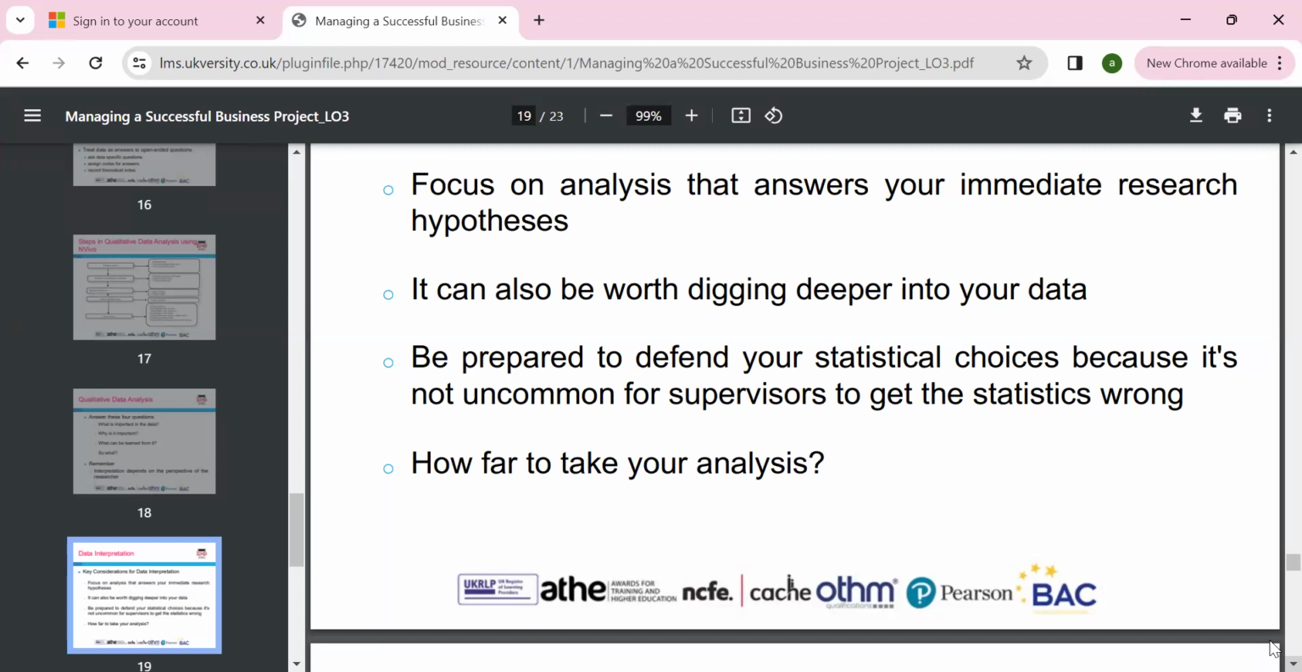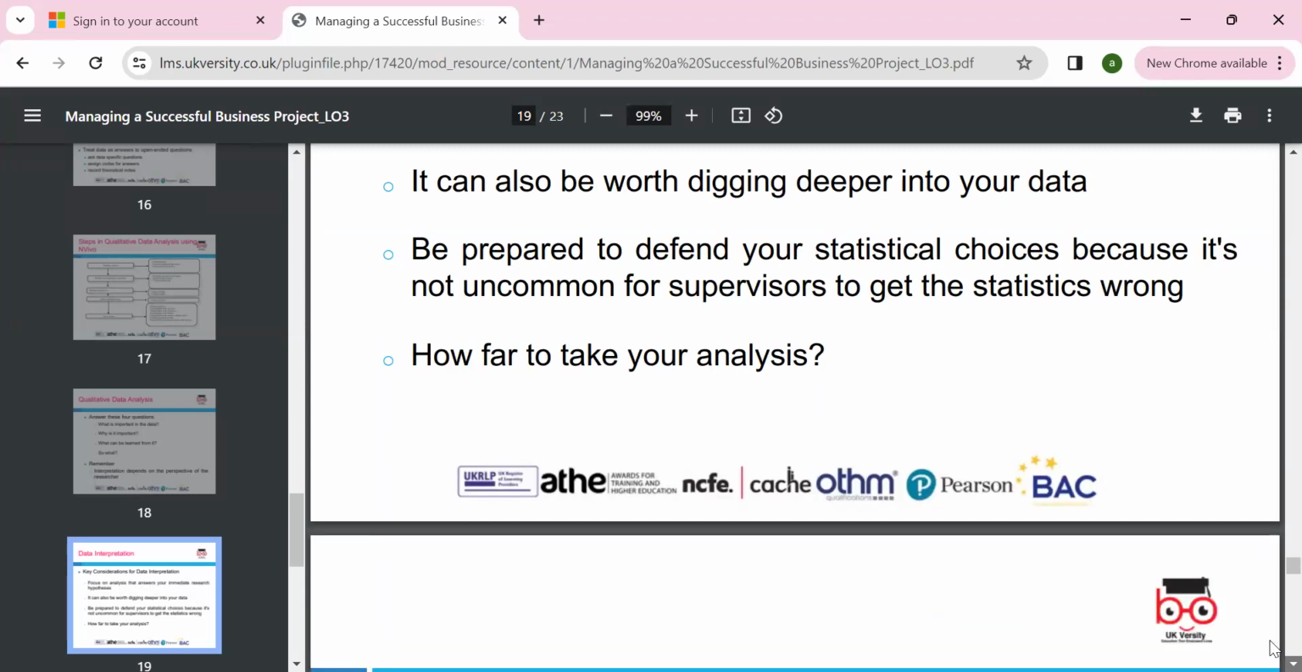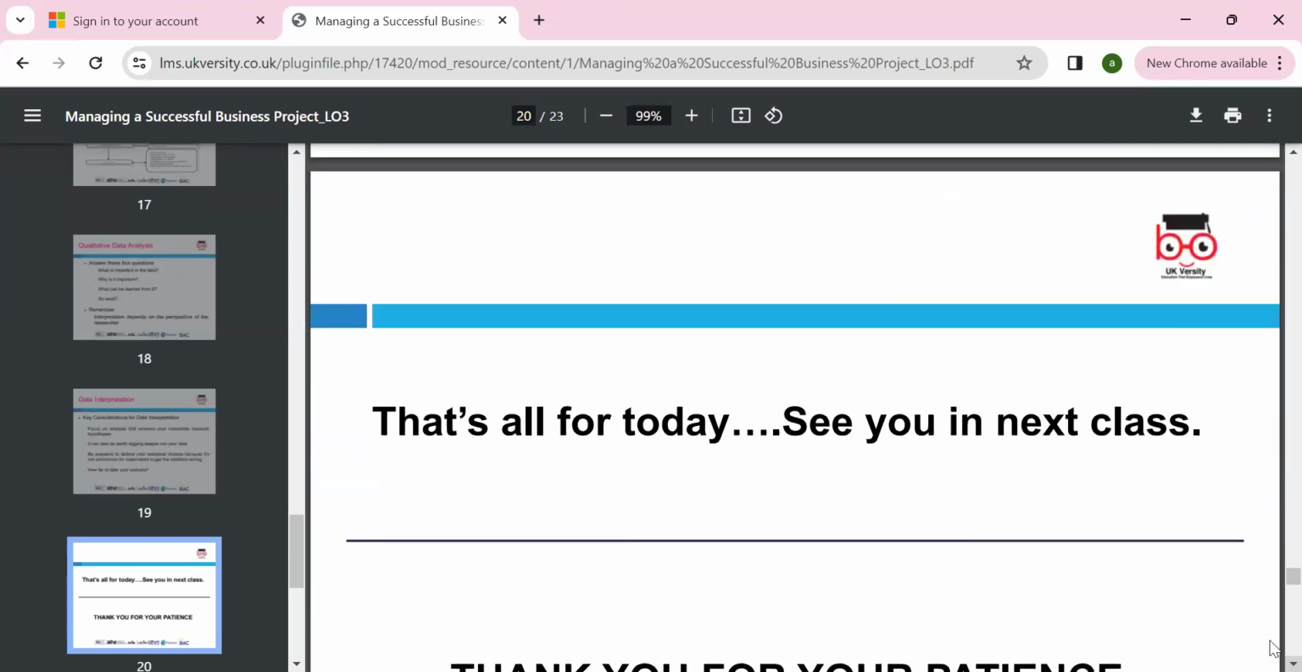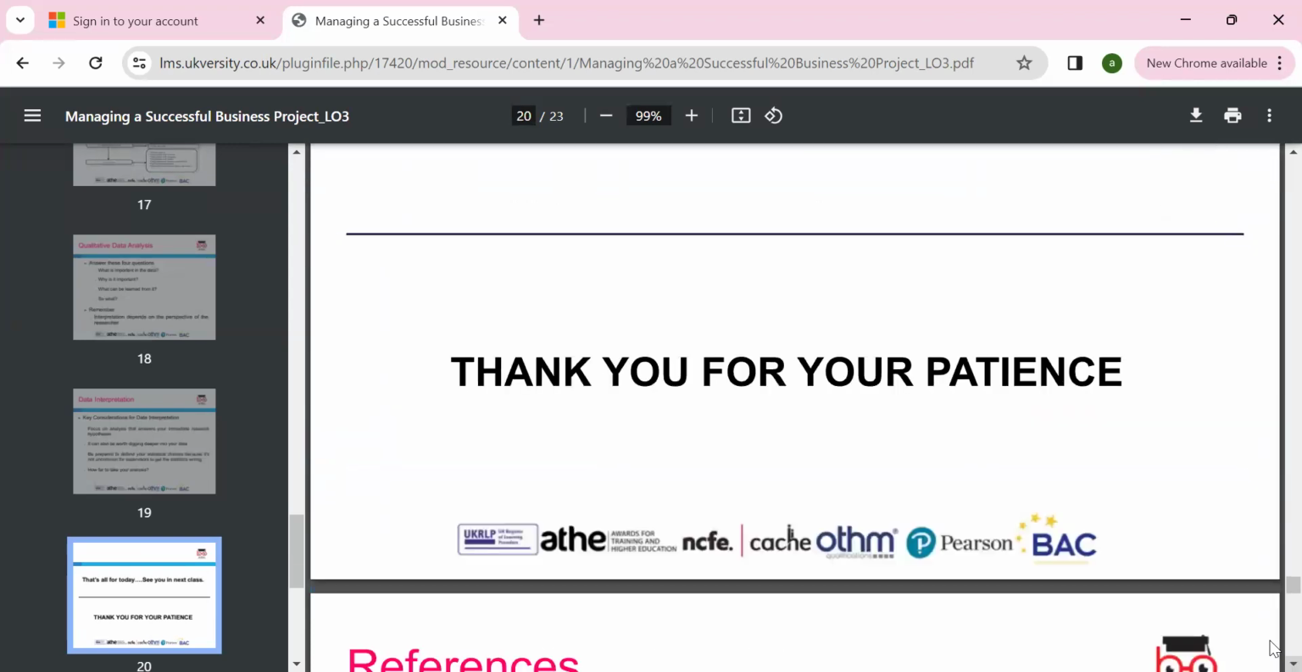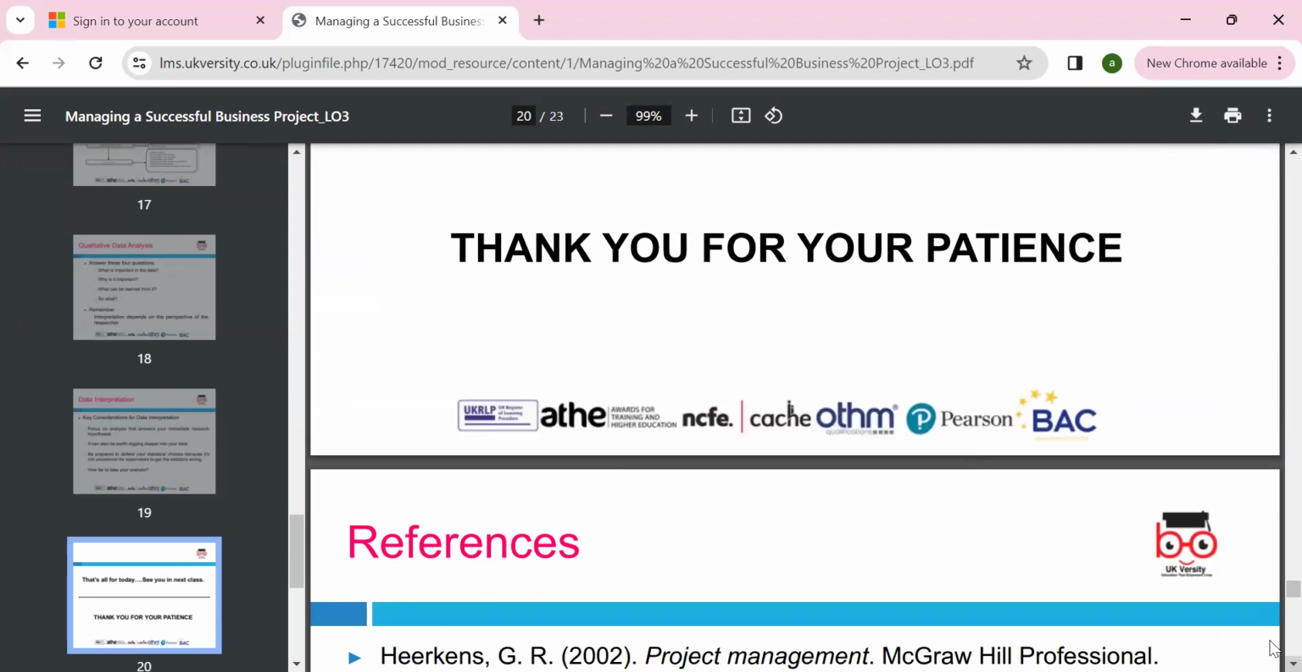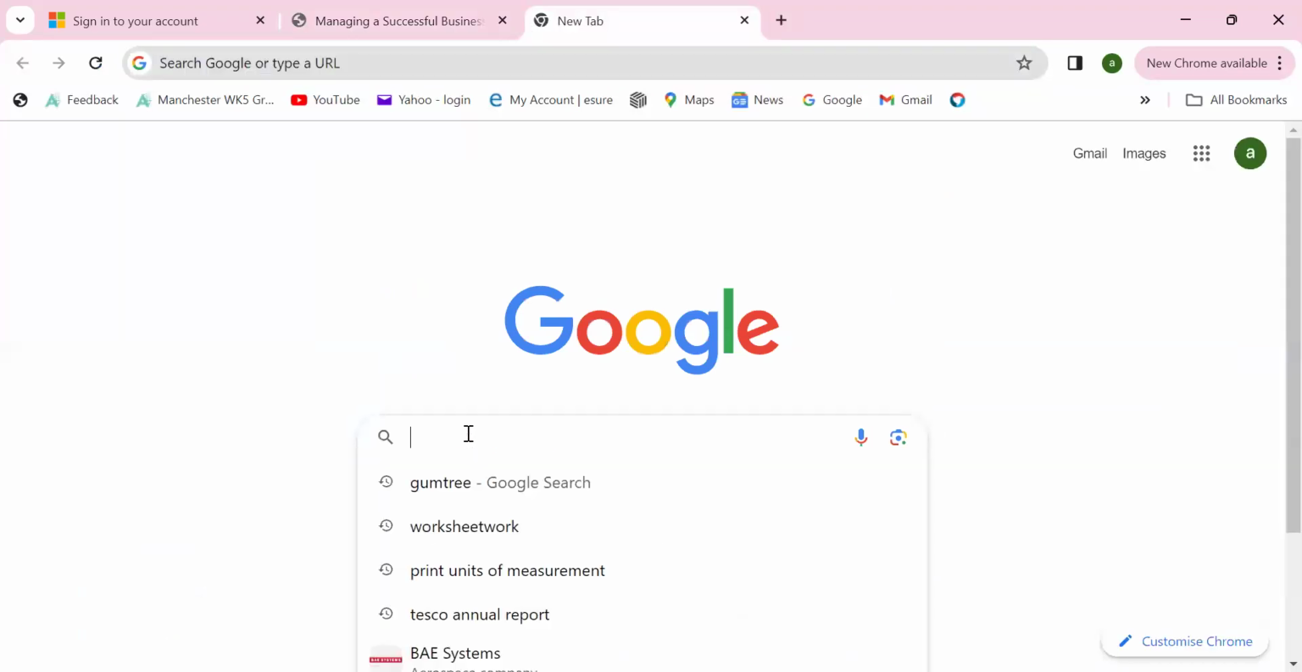So how far to take the analysis? That is quite crucial. Okay, so that's all for today. In the next lesson, we look at reflection, how we can reflect. Before we move on, let's look at the source of data.